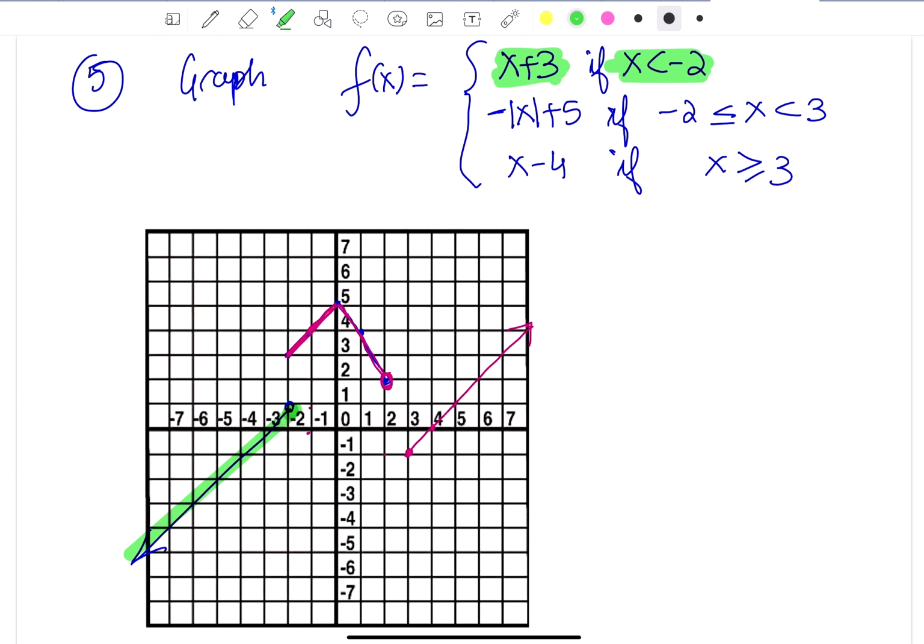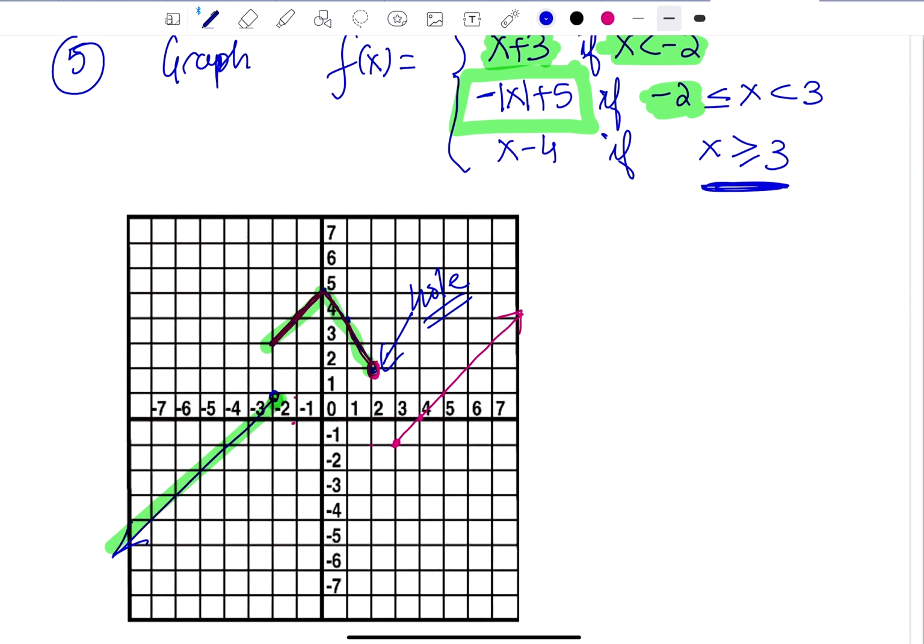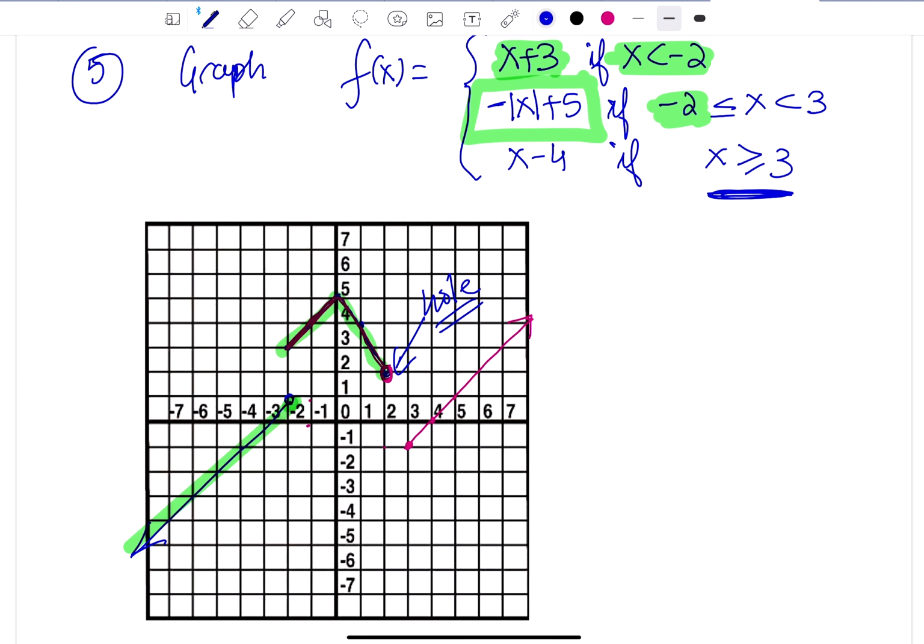In between, I have an absolute value function, which is reflected over the x-axis, and it's shifted up 5 units. So start by plugging in negative 2 into this function, and then plug in negative 1, 0, 1, and 2. To get this graph, there is a hole at this point here. And then to get the last graph, again, we'll start plugging in the values 3 and above, and we'll be able to see our line going upwards to the right of 3. That's all for piecewise defined functions.